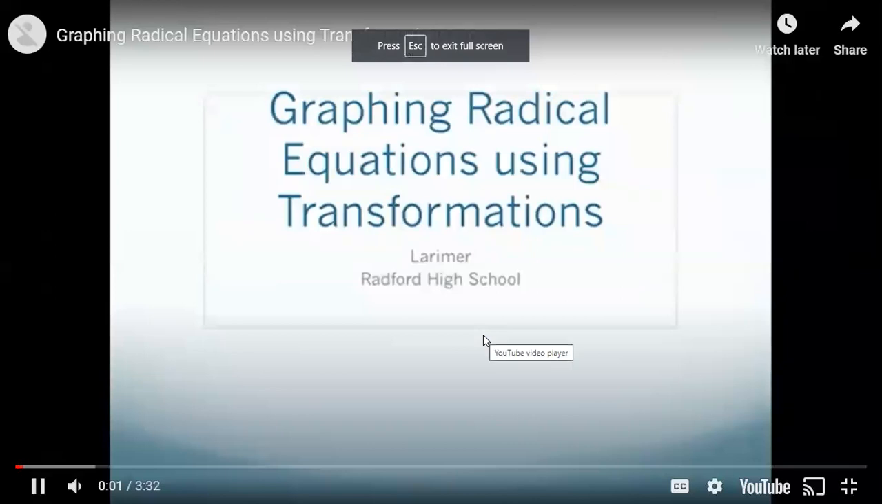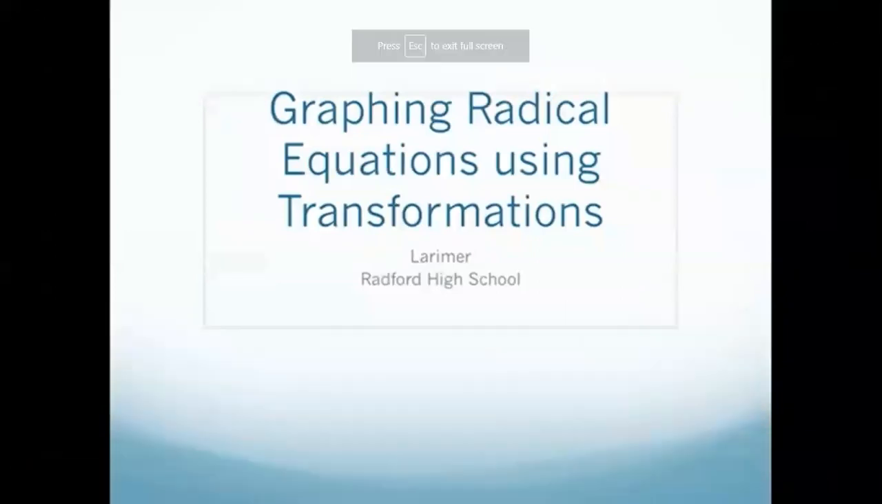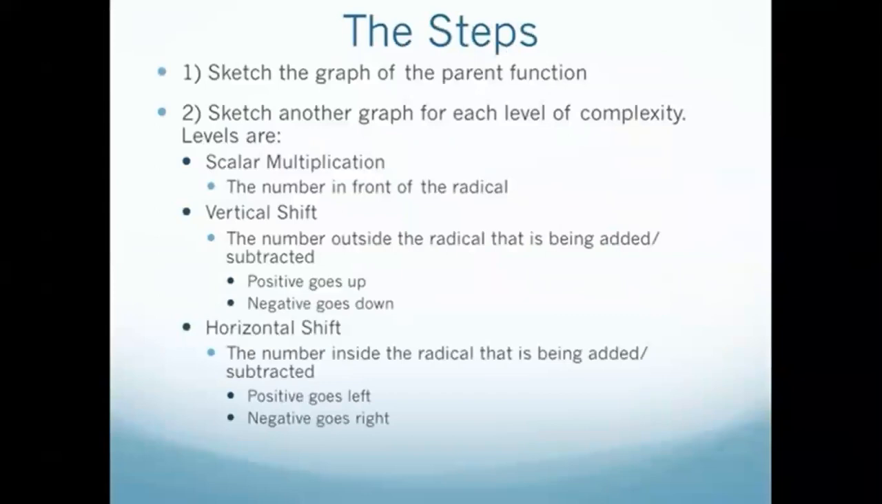watch this full screen. We're going to be talking about graphing rational equations using transformation. First, we want to take all of this information right here and look at the steps, and it says to sketch the graph of the parent function, which in this case is y equals the square root of x. And we want to sketch another graph for each level of complexity that is involved in the problem. And what I mean by levels of complexity are the scalar multiplication in front of the square root symbol, a vertical shift, which would be adding a number outside of the square root symbol, and then a horizontal shift, which would be adding or subtracting a number inside the square root symbol.